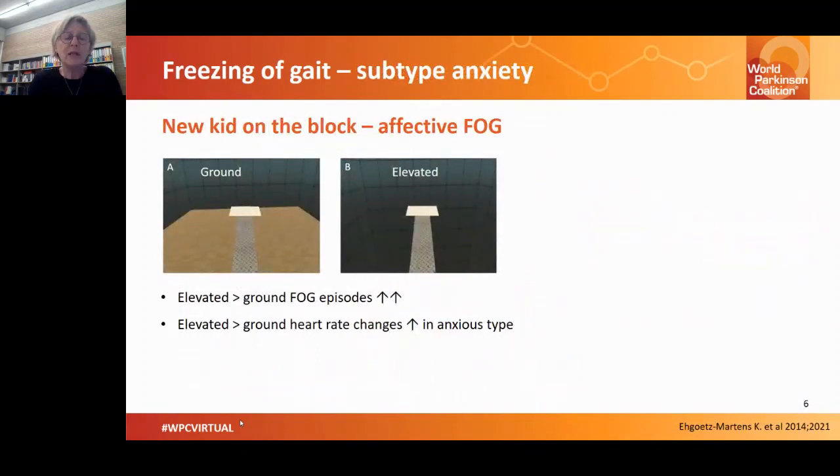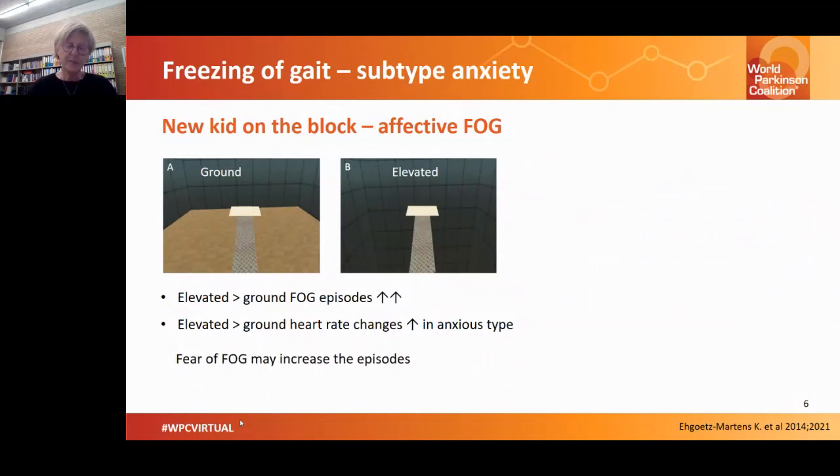Now I want to move to talk a little bit about the subtype of affective freezing provoked by anxiety. And this paper in 2014 compared patients' walking pattern over ground in a virtual reality or in the elevated condition on the right-hand side, whereby patients had the feeling that they were walking over a raised height. And that induced fear of falling. And in the fearful condition, patients had more freezing of gait episodes, and also heart rate changes were recorded, particularly in the anxious type of freezing.